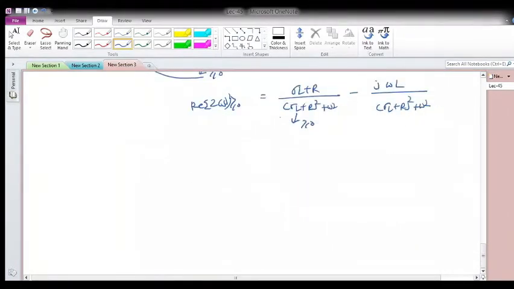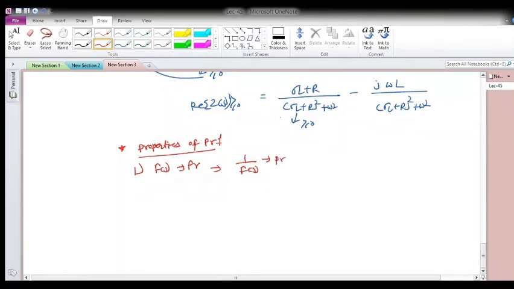Now, next we will see the properties of PR, or positive real functions. So the first property is that if F(s) is PR, then 1/F(s) is also PR.